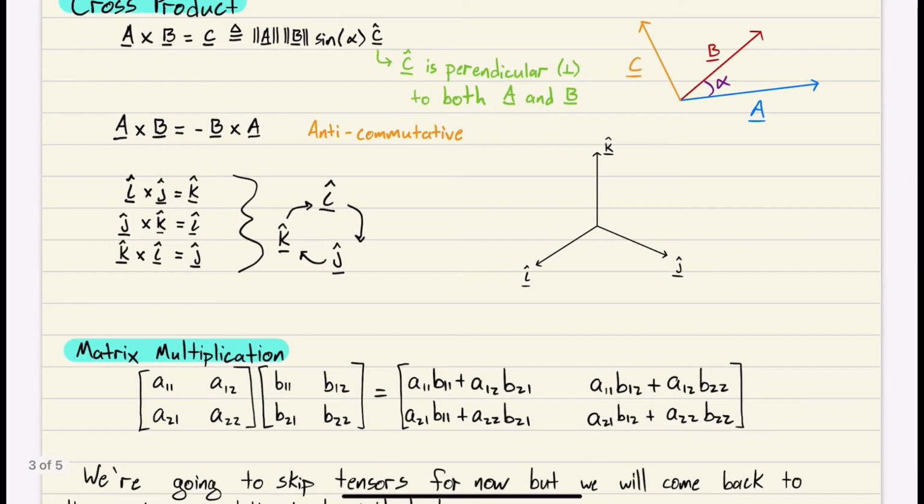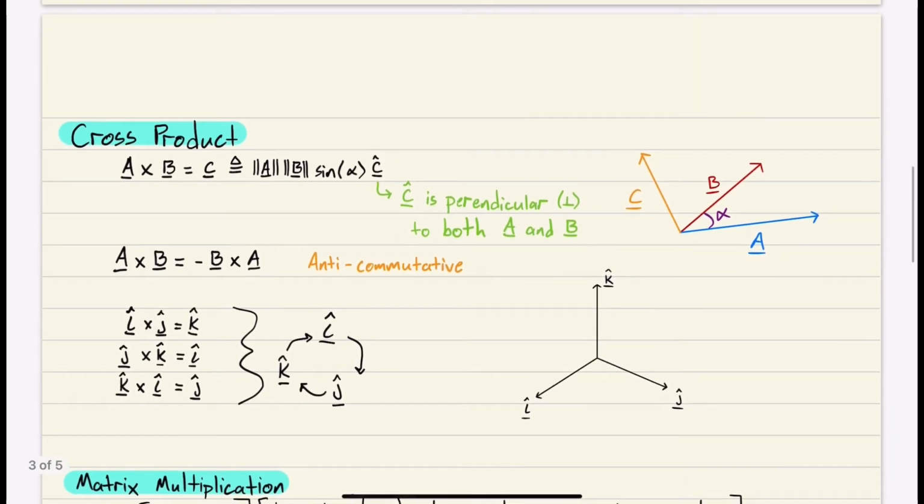Okay, moving on. We're doing good. Cross product. So if we cross two vectors, we end up with another vector, right? Remember, in a dot product, when we dotted two vectors, we ended up with a scalar. Here in the cross product, we end up with a vector. And the cross product is defined as follows. A crossed with B is equal to the magnitude of A times the magnitude of B times sine of the angle between them, and then multiplied by this unit vector C. And let's explore what this C hat vector means.